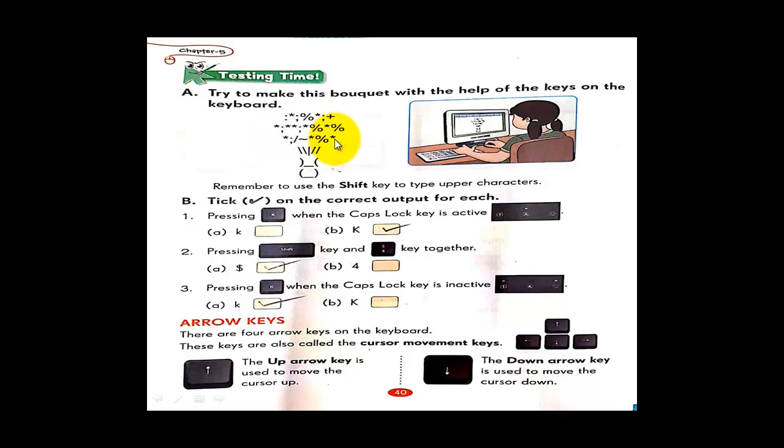Okay, now the next exercise is exercise number B, that is tick the correct output for each. You have some options given, option A and option B. From these, A and B, you have to choose the right answer. Okay, right output. Now pressing K, this is K.